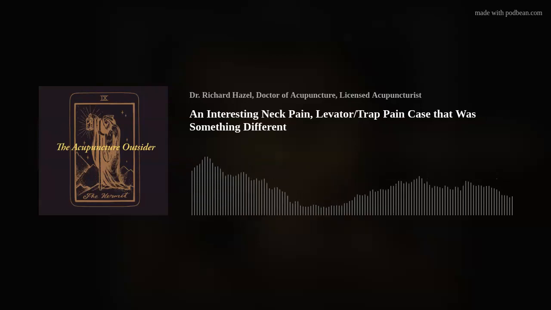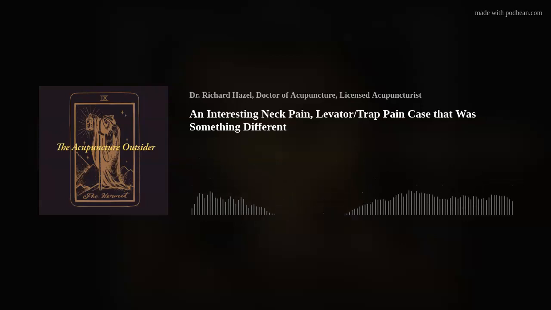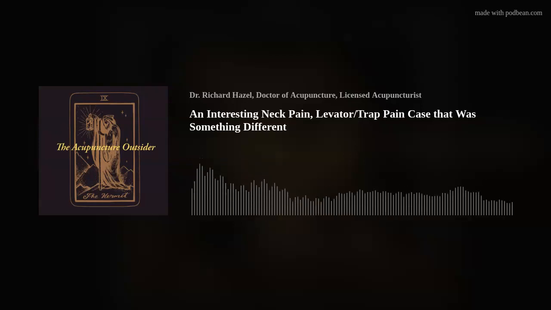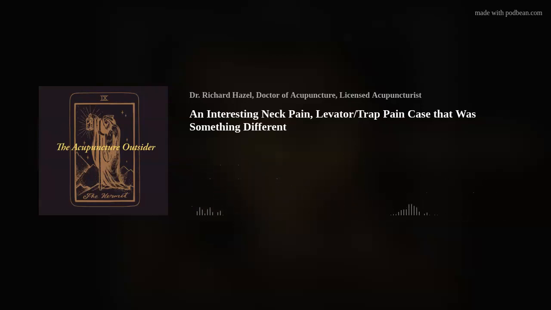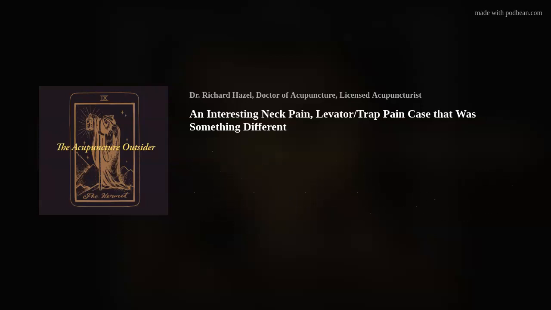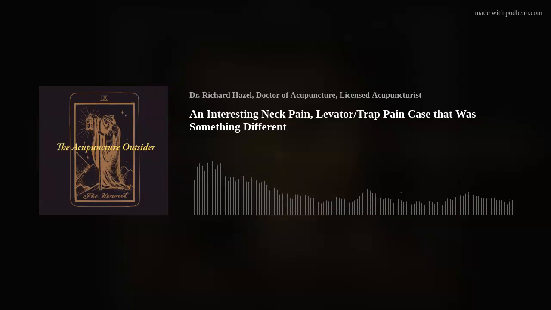Here's the other thing that tipped me off. She came in this last visit, and she was showing me where it hurts. She said, and it's worse when I raise my arm. If I raise my arm, the pain goes up my neck. And that was the aha moment for me, that it was not levator.